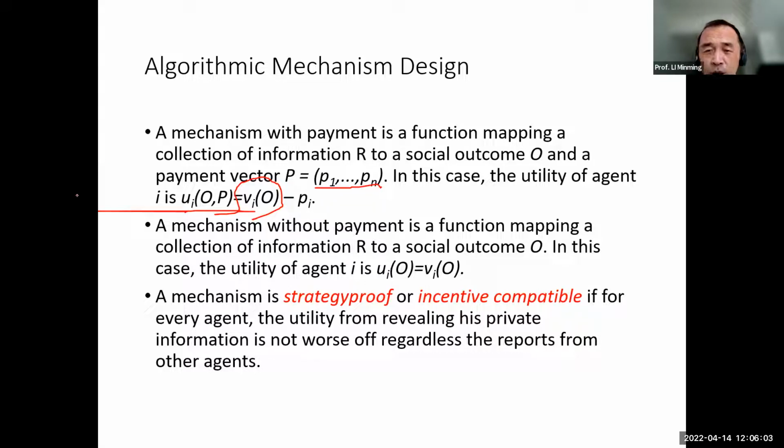Now the second class is called mechanism design without payment. Without payment means there's no money involved, so the agent's utility will just be the same as its value. How much he or she thinks the item is worth is how much he or she gets. Now, we have quite some terms for this dominant strategy of agents telling the truth. If telling the truth is a dominant strategy, then usually we say the mechanism is strategy proof or incentive compatible or truthful. But the detailed definitions of strategy proof and truthful are slightly different.